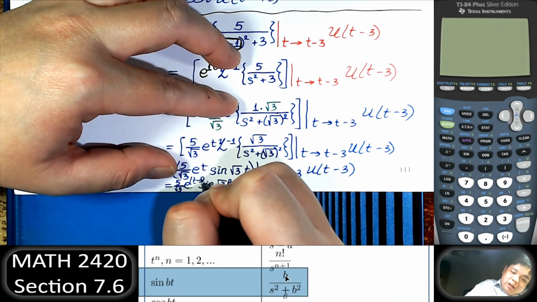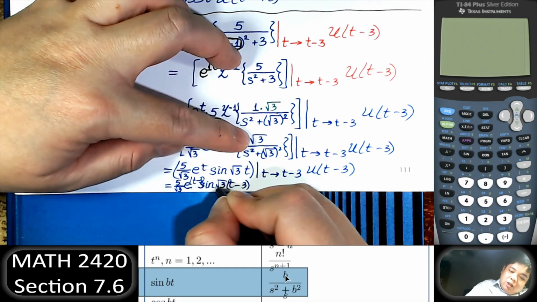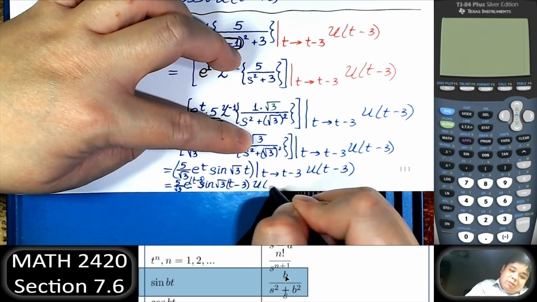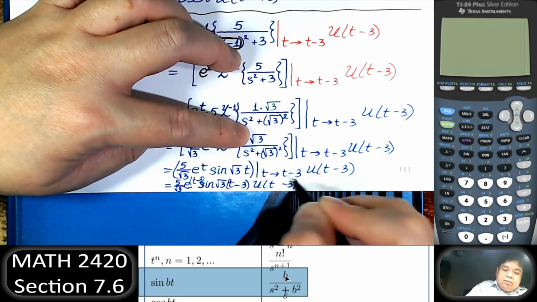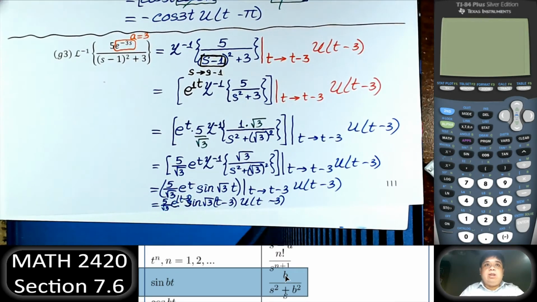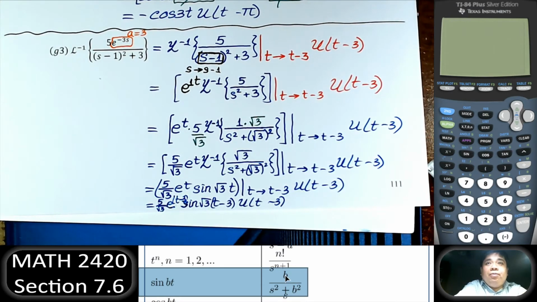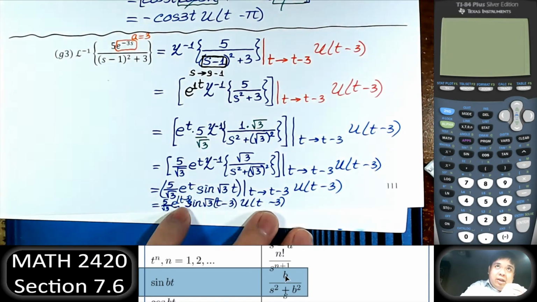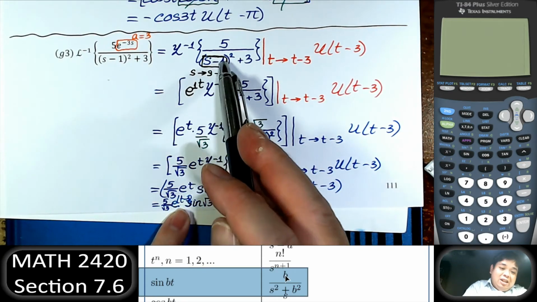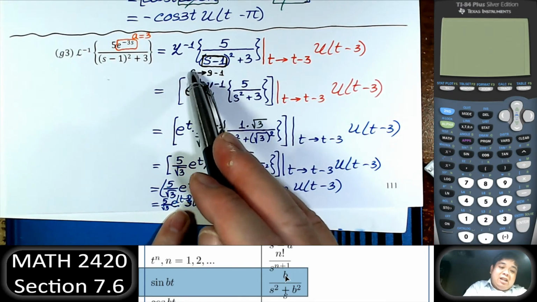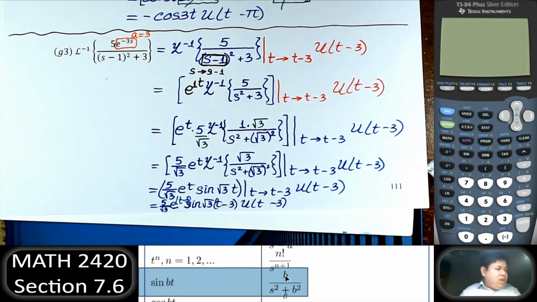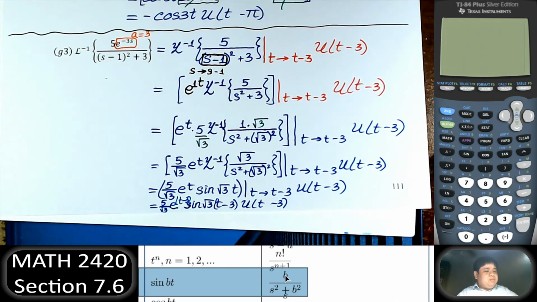t minus 3 sine square root of 3 t minus 3, and then u of t minus 3. Right. So that's what we have. Notice that when we see the e inside, that will be equivalent to two things here. When we have the transform of s minus something, I'll replace that. When we do that, it's just like multiplying by e to the t. So go back to section 7.4 if you want to review that.